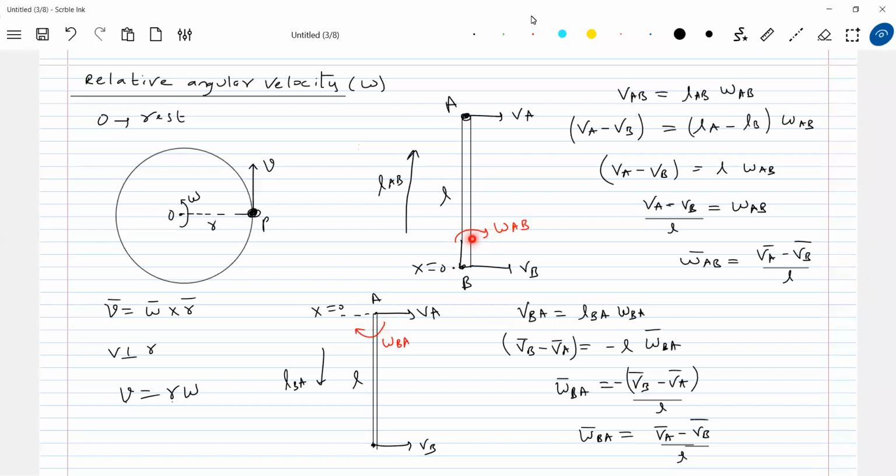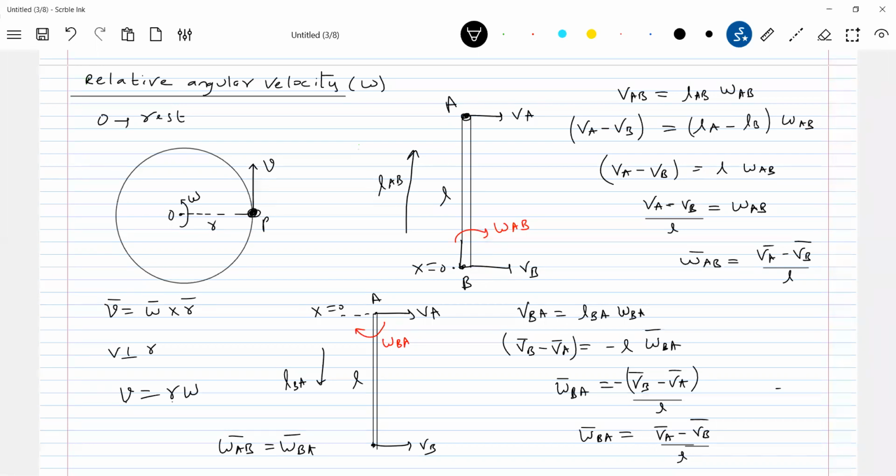So the angular velocity of A with respect to B and angular velocity of B with respect to A, both are equal and both will be directed in the same direction. So shall we conclude? Wait, I'll conclude here. So omega AB therefore. What is the conclusion now? Omega AB bar is equal to omega BA bar.